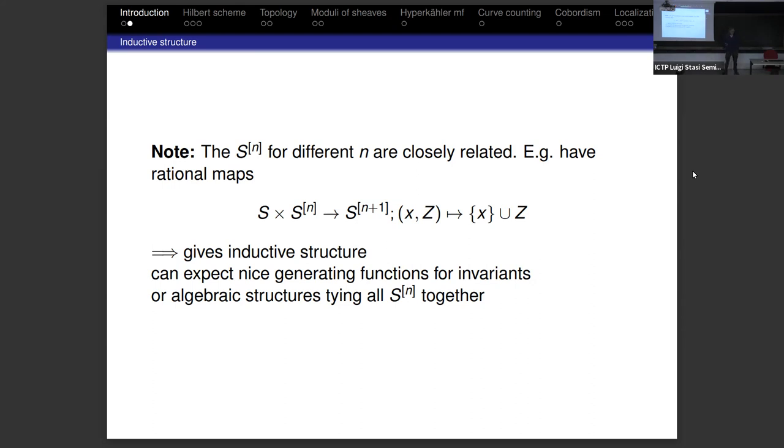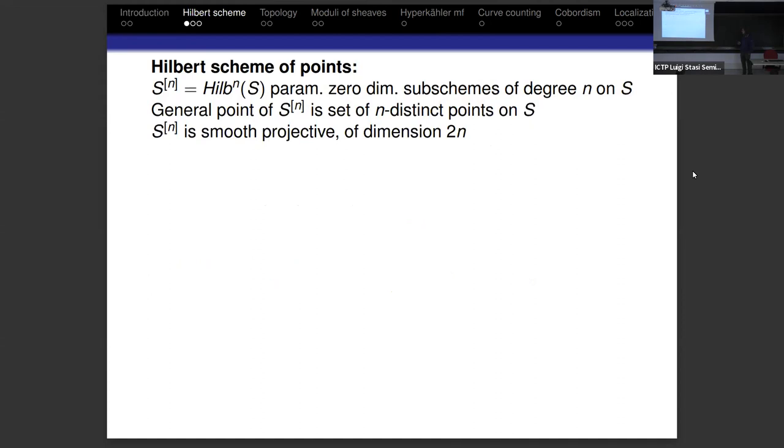For instance, from this, but also from other things, if one wants to compute some invariants of the moduli spaces, it's natural to make a generating function in terms of n. And for instance, this recursive structure should allow you to hope to have a nice generating function. And you could also hope to have some algebraic structures which put together all the cohomologies of these spaces of this type. So let's see.